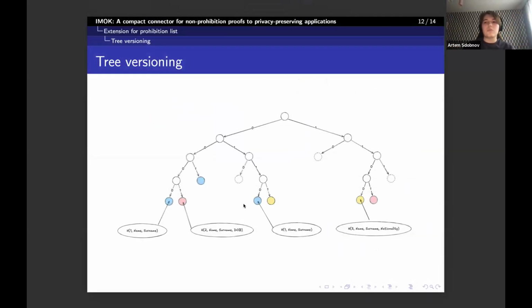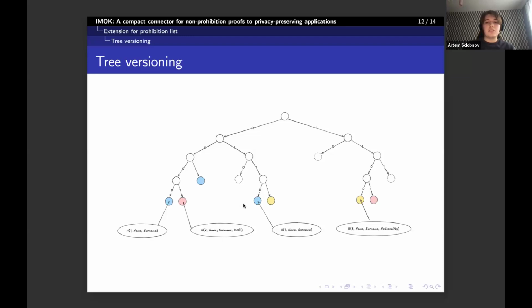For example, for different applications, we could version our tree depending on our purpose. So we could add a construct function like a hash of name, surname and some identification number, or name, surname, and date of birth, depending on how many people from the sanction list we want to add.